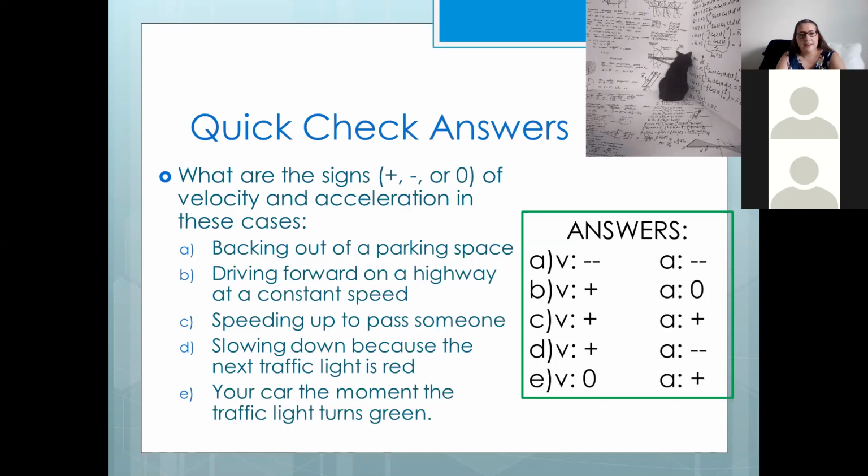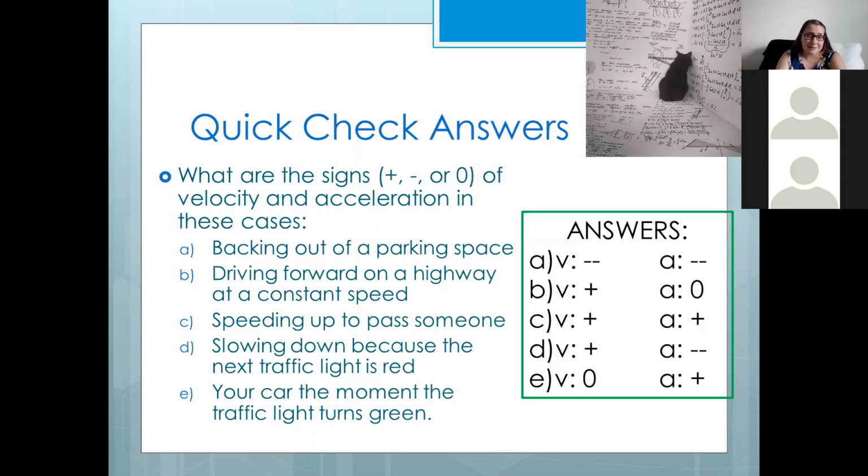And then E, your car, the moment the traffic light turns green. So at that moment, your velocity is 0 because I'm assuming that you've stopped at the red light, but your acceleration is positive because your velocity is going to be increasing. And a lot of you might think that it's not possible to have a 0 velocity but a positive acceleration. And it absolutely is possible.